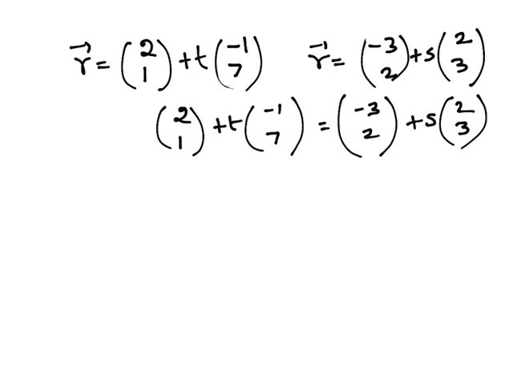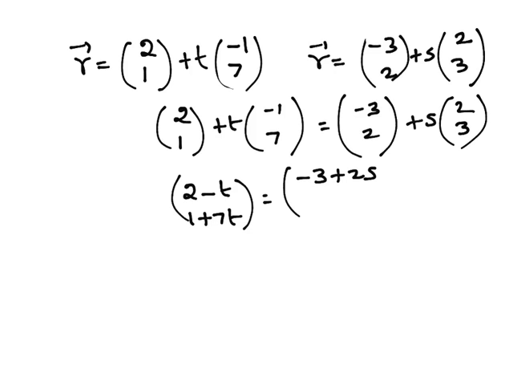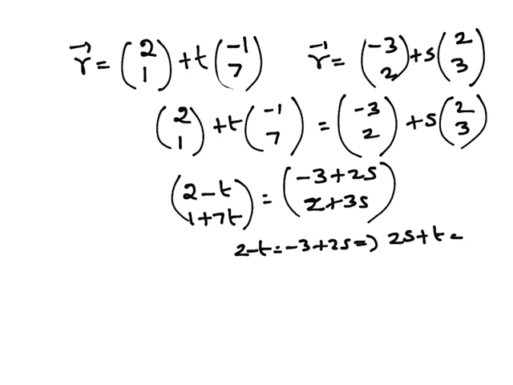And the second thing is, you will get two equations. That means (2 - t, 1 + 7t) equals (-3 + 2s, 2 + 3s). So again equate the corresponding components. You will get 2 - t = -3 + 2s, which gives you 2s + t = 5, equation 1.